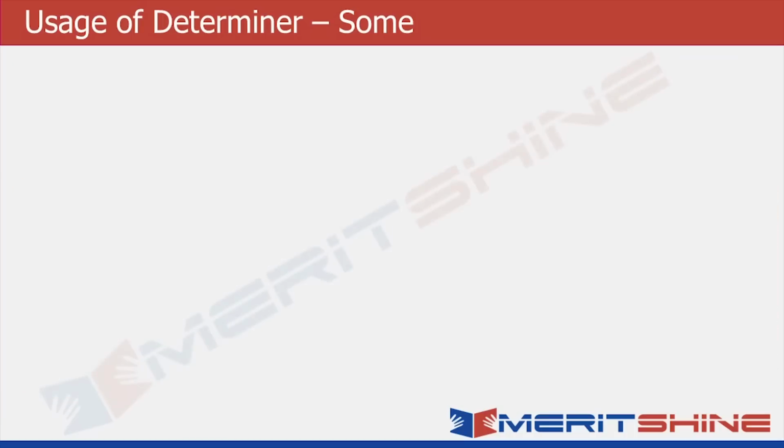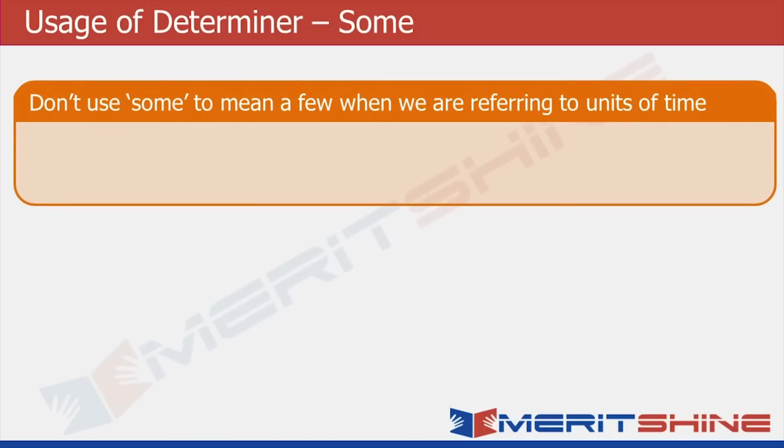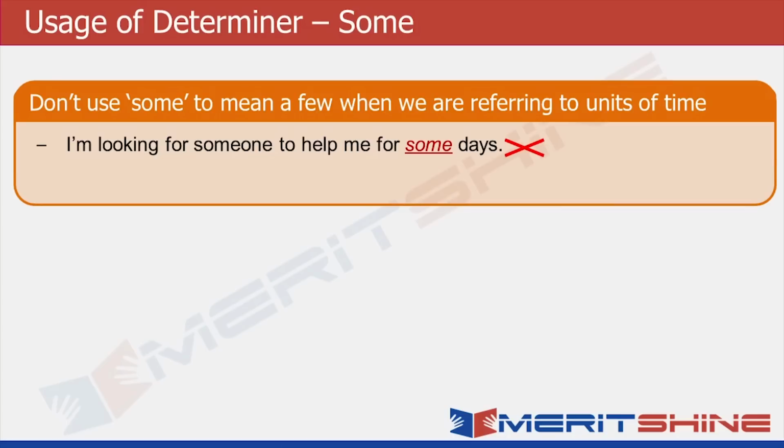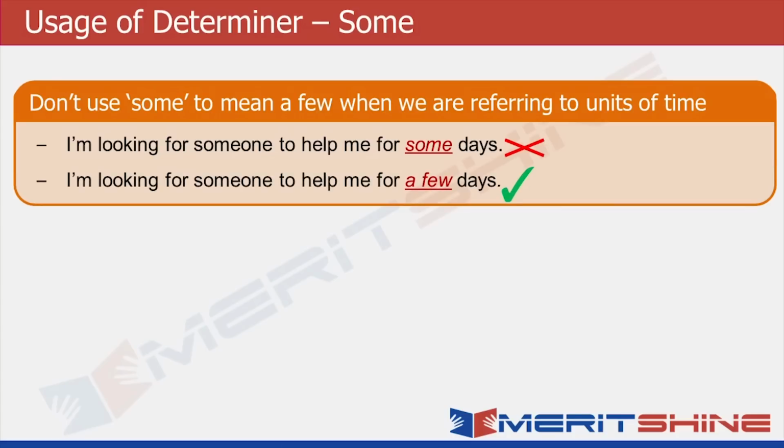We do not use some to mean a few when we are referring to units of time. It will be incorrect to say I am looking for someone to help me for some days. Rather, we should say I am looking for someone to help me for a few days.